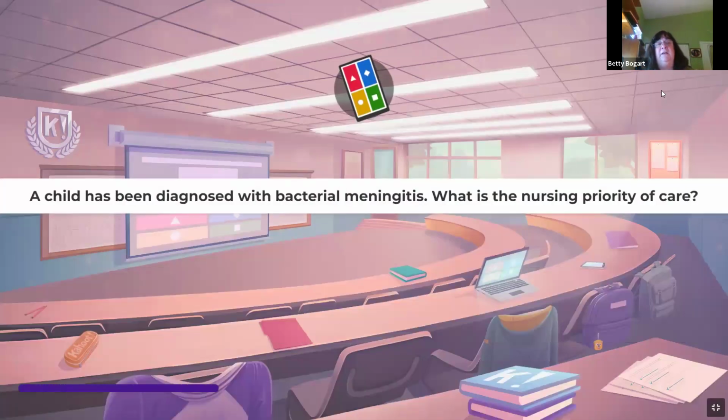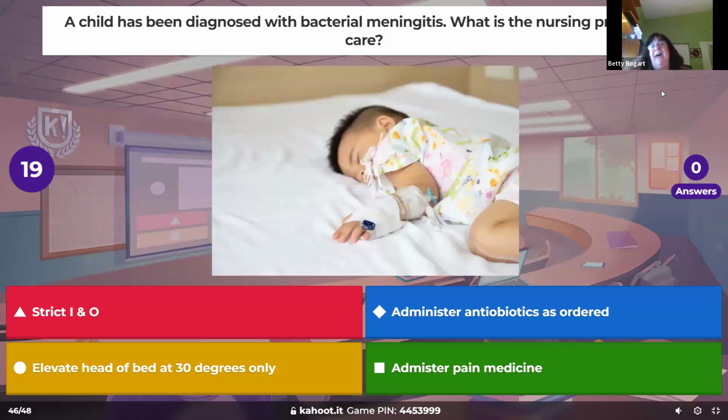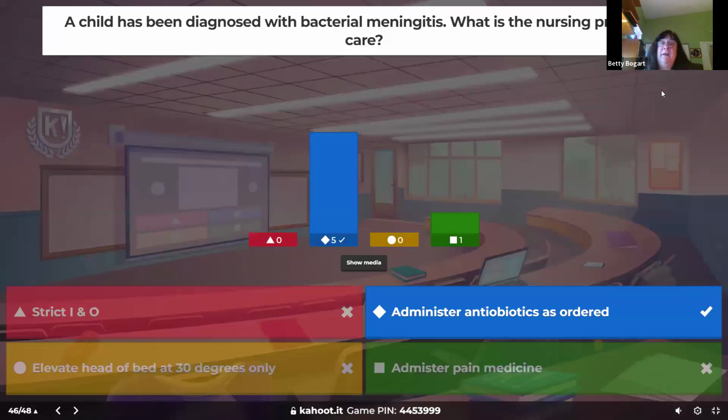A child's been diagnosed with bacterial meningitis. What's the nursing priority of care? What does that child need the most? Priority care. How do you treat bacterial meningitis? Well, 24 hours in isolation and give them their antibiotics. We need to get that bacteria under control right now. Very good.